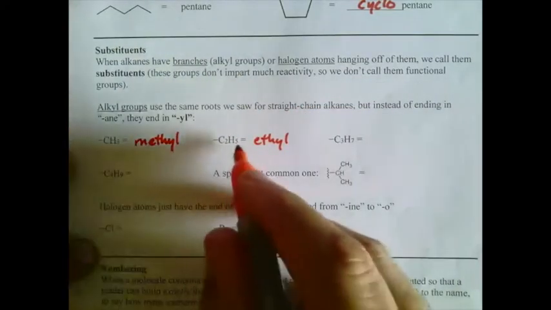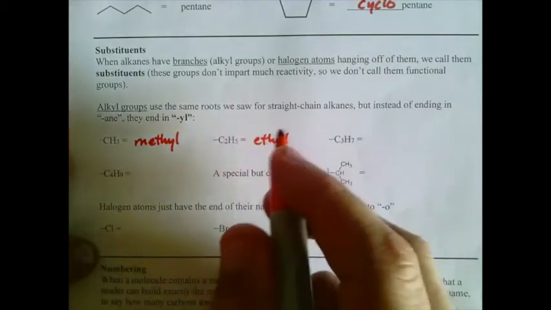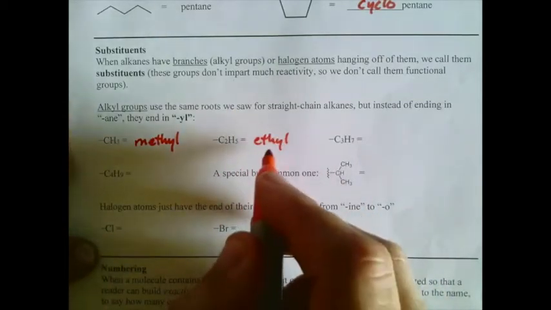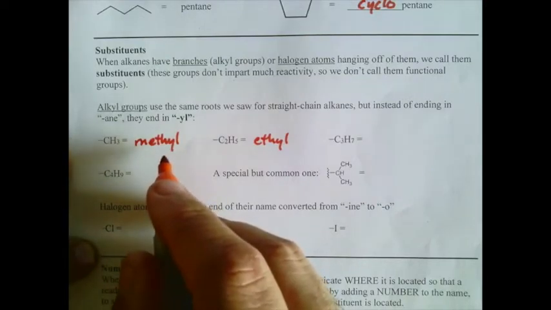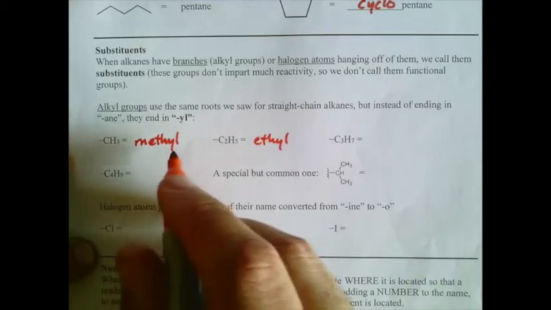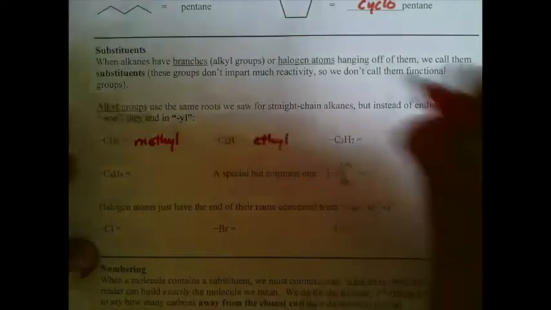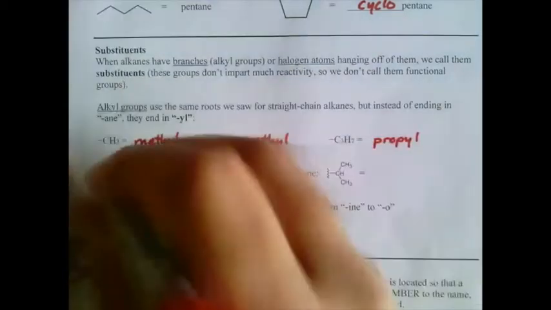Notice this is C2H5. So if I had two carbons hanging off the chain, but they're hanging in different places, that wouldn't be an ethyl group. That would be two methyl groups, which I would actually name the same way I do in covalent nomenclature. I'd say that it was a dimethyl situation. C3H7, if you happen to get something this big, would be propyl.